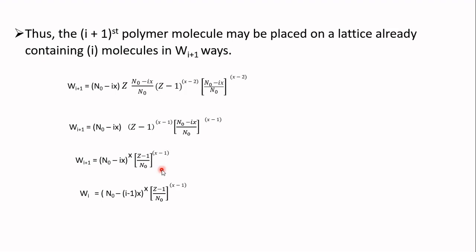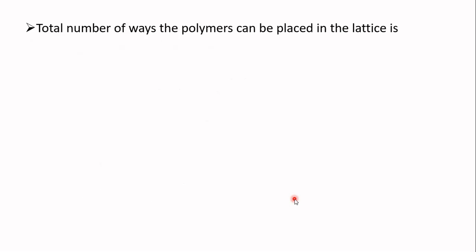Then what is the probability for the addition of the ith polymeric chain in a crystal lattice? That should be equal to N0 minus Ix, which is for the I plus first polymeric chain. If I consider the ith polymeric chain, then this I will become I minus 1, into x whole to the power x, into (z minus 1 divided by N0) whole to the power x minus 1.